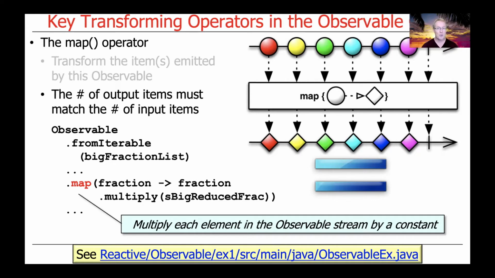Here's a simple example we'll take a look at later in the case study at the end of this lesson, where we're going to take a big fraction list and use the observable from iterable factory method operator to turn that into an observable. And then we're going to apply the map operator to multiply each of the big fractions in that observable stream by some big reduced fraction. So we'll go ahead and do a multiplication here by some constant, and we'll talk about that in more detail later.